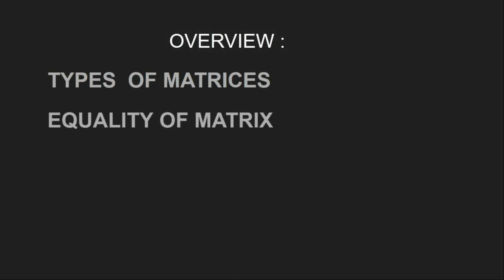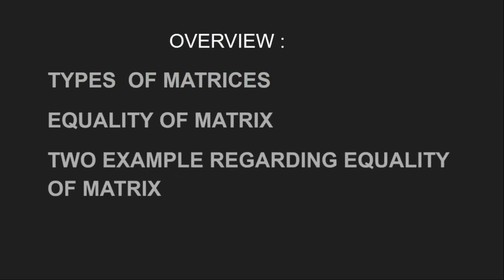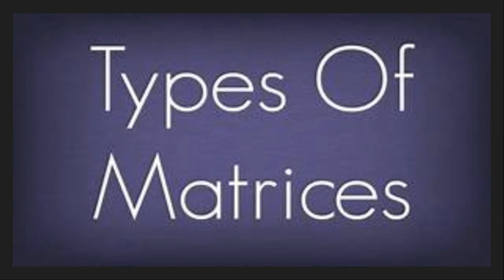So first of all, let's take the overview of this video. Basically we will see the types of matrices, because there are different types of matrices, and after that we will move on to the equality of matrices, and in the end there are two examples regarding equality of matrices. So this is all about the overview of this video. Let's start and see the concept guys. So first of all, types of matrices.